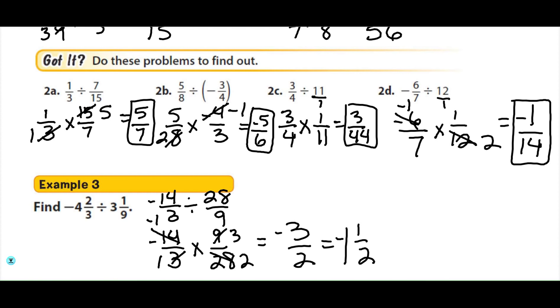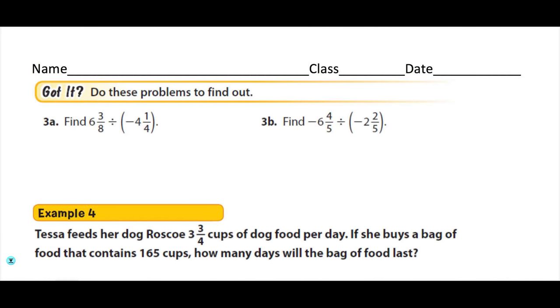It's that simple. If you are ready, let's go ahead and turn the page. If not, go ahead and pause. Okay, let's go to 3A and B. Go ahead and pause it if you haven't already done so, and let's try these on our own.